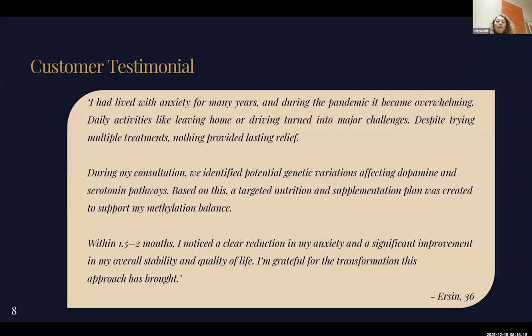So it's one of our customer testimonials from more than 100 user cases. He was feeling tremendously overwhelmed because of the pandemic, and we used this tool with him. We tried it, and during the consultation and during the process, within 1.5 to 2 months, he noticed a clear reduction in his anxiety and significant improvement in his overall stability and quality of life.